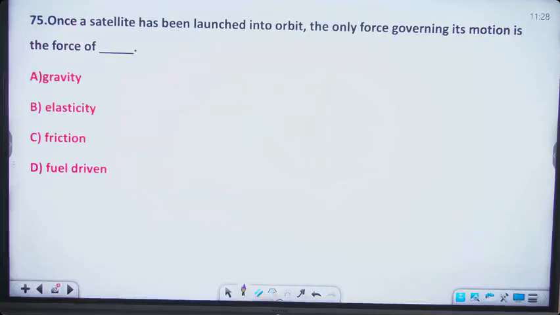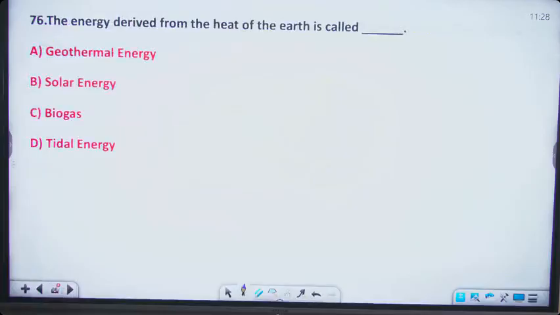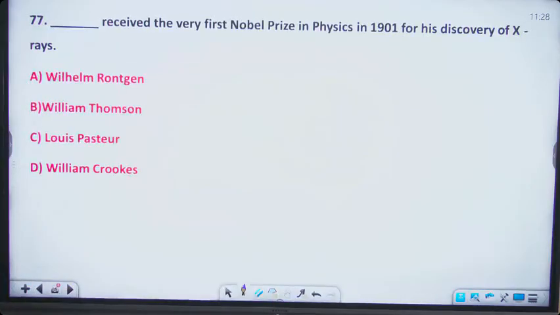Once a satellite has been launched into orbit, the only force governing its motion is the force of gravity. The energy derived from the heat of Earth is known as geothermal energy. Röntgen received the very first Nobel Prize in Physics in 1901 for his discovery of X-rays. William Röntgen.